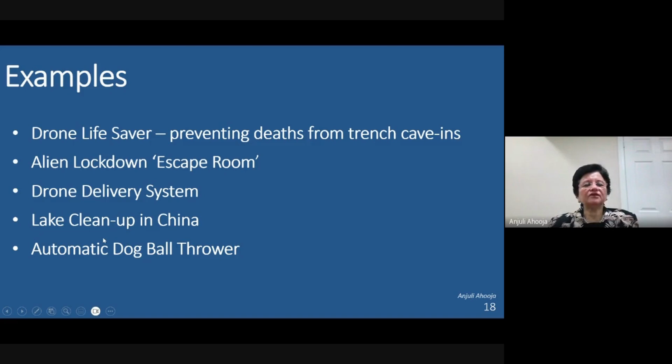The next one was lake cleanup in China. The student actually wanted to clean up the lakes, and he had designed a whole structure which could suck up all the water with the dirt, and then filter the water and put it out from the other side, and then carry the dirt from the lakes outside. Again, this one happened just before COVID, so he again made a simulation to show how the system would work.